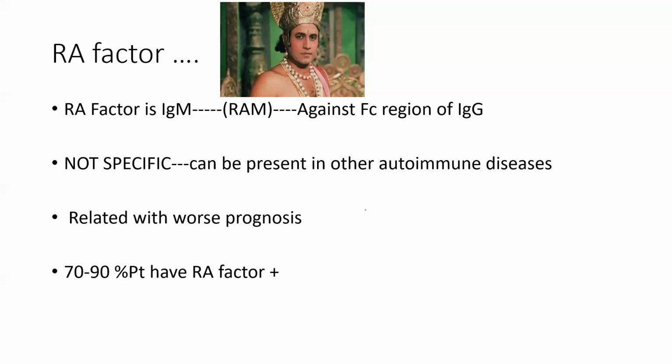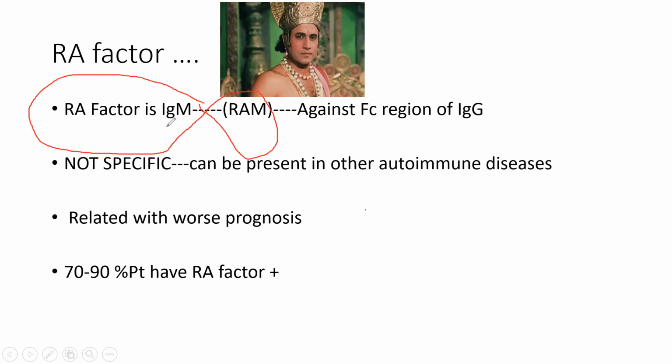So if you don't remember everything, you just see this photo. This is RAM. So RA is M. So RA is IgM. It acts against IgG. Okay, so it's a type of autoimmune. So RA factor is IgM. Just remember this much; this is an important MCQ. They will ask this only.